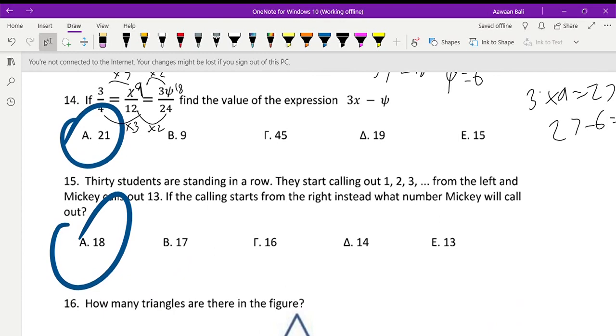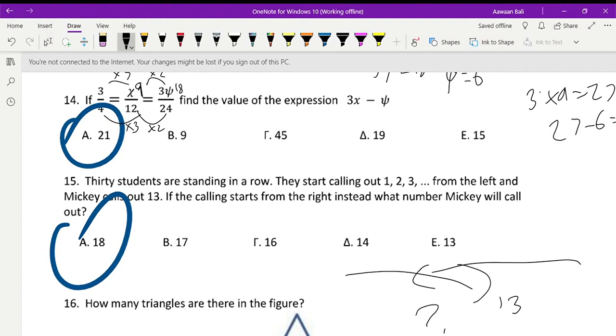30 students are standing in a row. They start calling out 1, 2, 3 from the left, and Mickey calls out 13. If the calling starts from the right instead, what number will Mickey call out? Okay, so before it's left to right and Mickey called 13. So now it's right to left, and we don't know what he'll call out though.